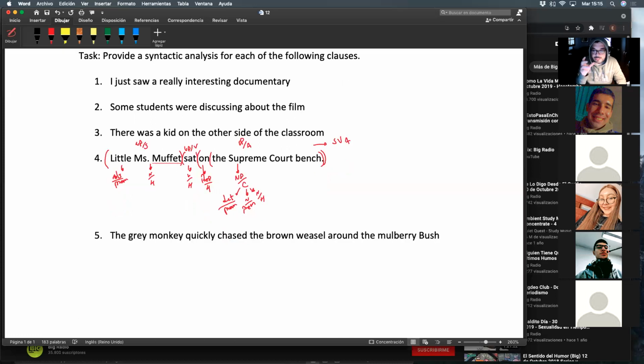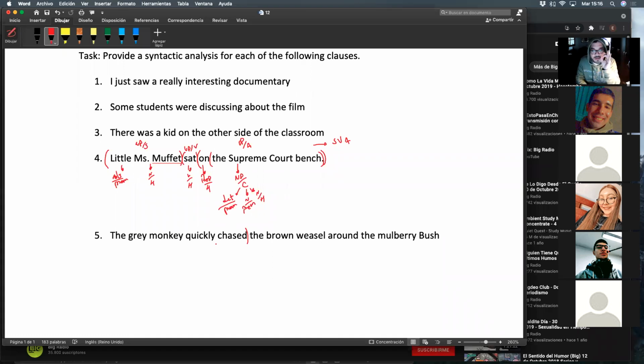The gray monkey quickly chased the brown weasel around the mulberry bush. Okay, the very first thing I'm going to do is look for the verb phrase. Chase. I know that this is the end of the verb phrase. Mi pregunta es si quickly está dentro de la verb phrase o fuera. ¿Qué voy a hacer para eso? Voy a tomar a quickly y, debido a que es un adverbio, puede ser un adverbial, y los adverbios se mueven. O sea, lo voy a mover adelante y voy a leer, y lo voy a mover atrás y voy a leer. Y si no cambia el sentido de la oración, quiere decir que estaba solo.